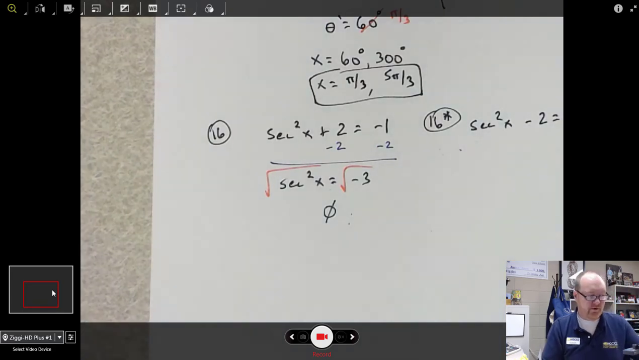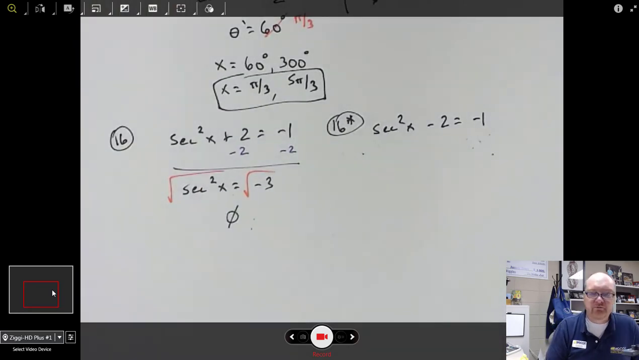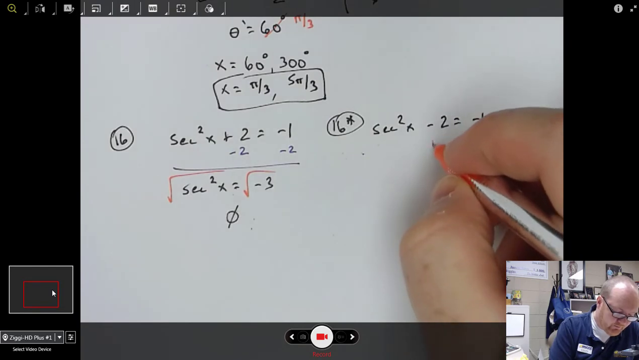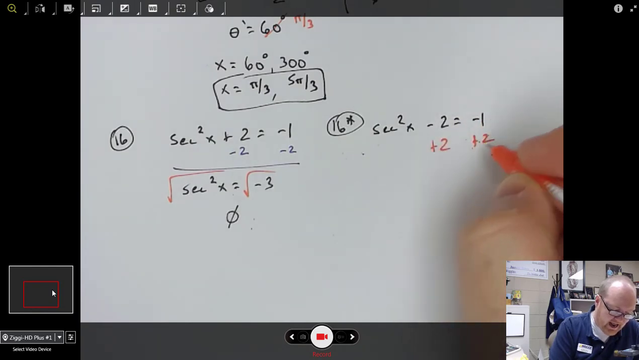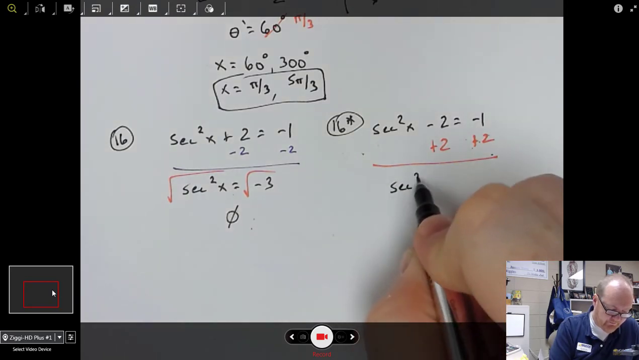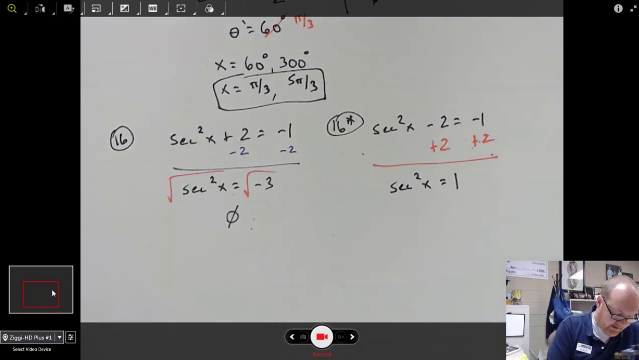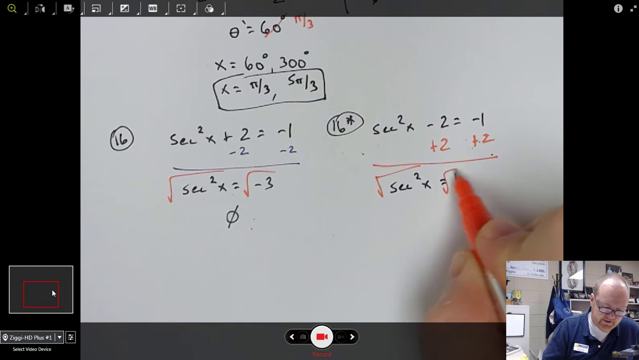Let's do this problem: secant squared minus 2 equals negative 1. Maybe this will give us a better solution. I can add 2 to either side, and I'm left with secant squared equal to positive 1. So I'll be able to solve that. And then to do the solving, again, I'm going to take the square root of either side.